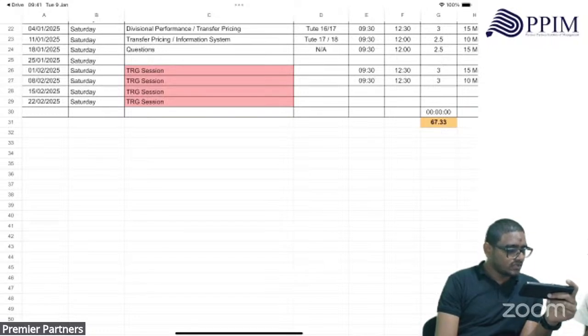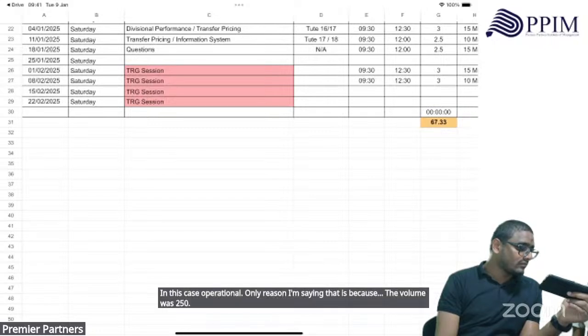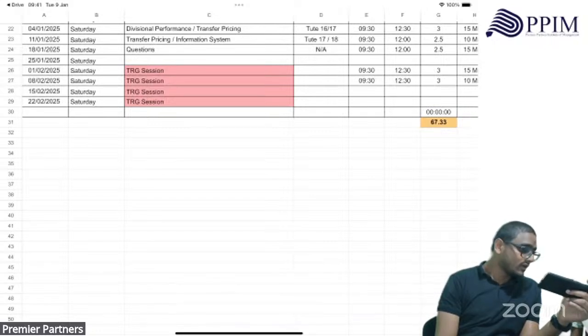In this case, operational. Yes. Only reason I'm saying that is because the volume was 250, but now they have only achieved 220, despite reducing the sale.